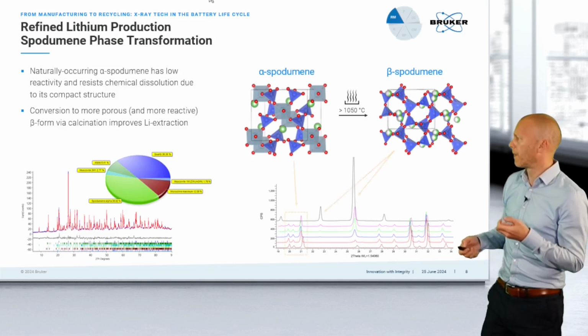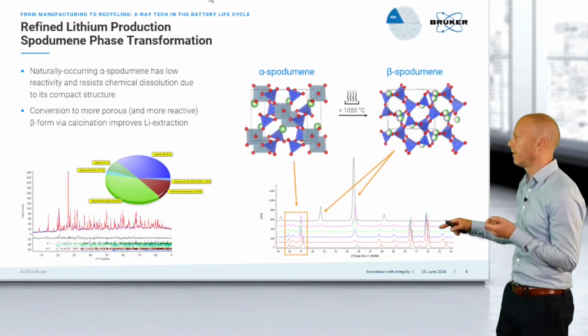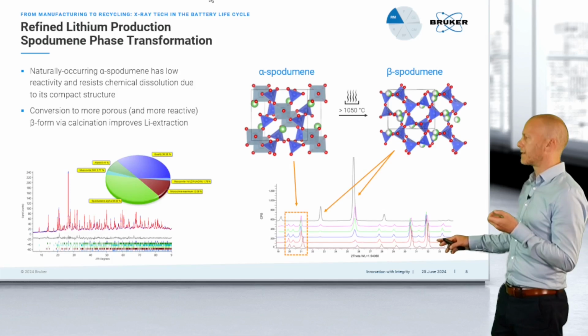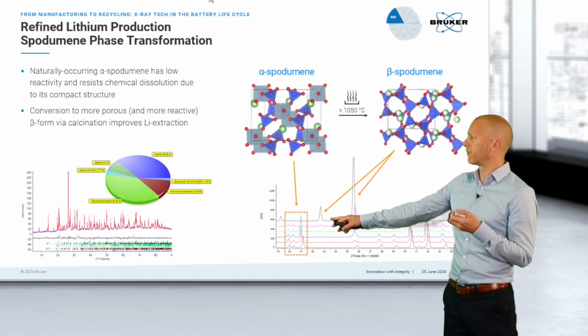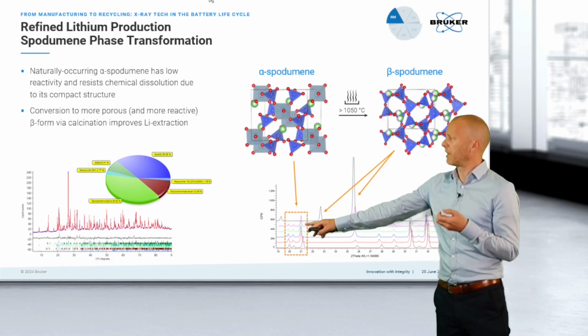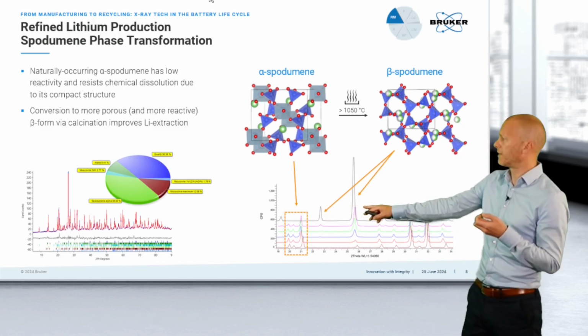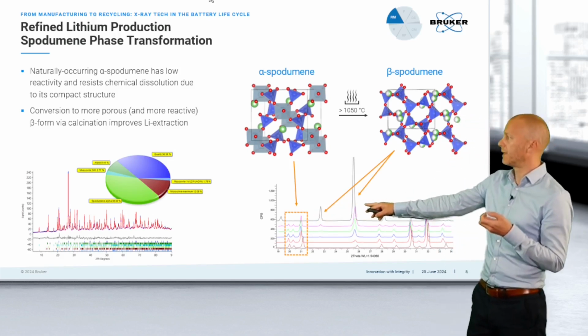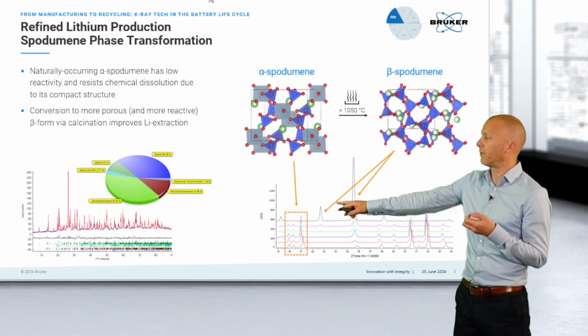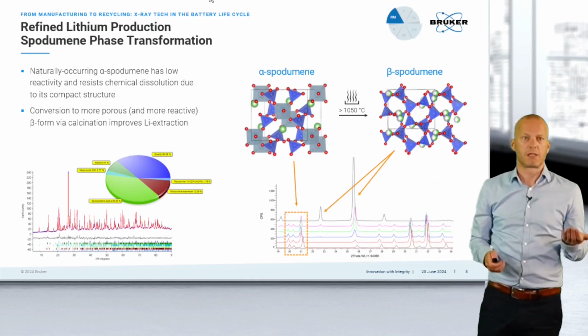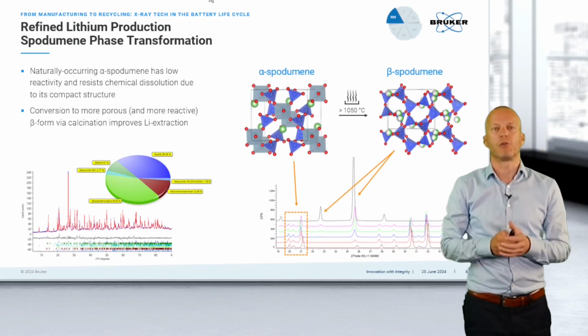Now, with X-ray diffraction, we can nicely monitor what happens as this sample is heated. We can see here the diffraction pattern of the alpha spodumene. And as we heat the material up, eventually we start to see the formation of peaks from the beta phase. The peaks from the alpha phase disappear, and then eventually, once the calcination process is complete, we see that pure beta spodumene is to be seen. The alpha form has disappeared. So this is nicely monitored using X-ray diffraction.